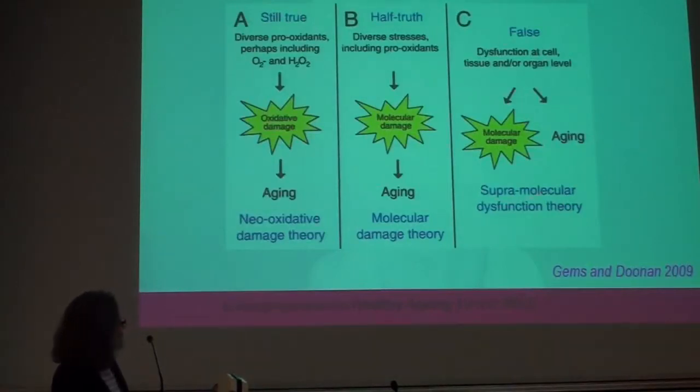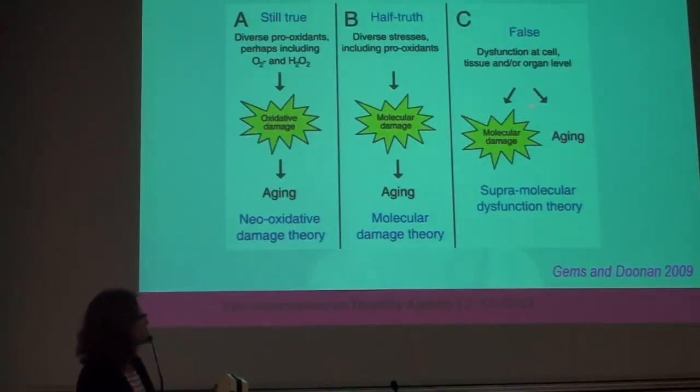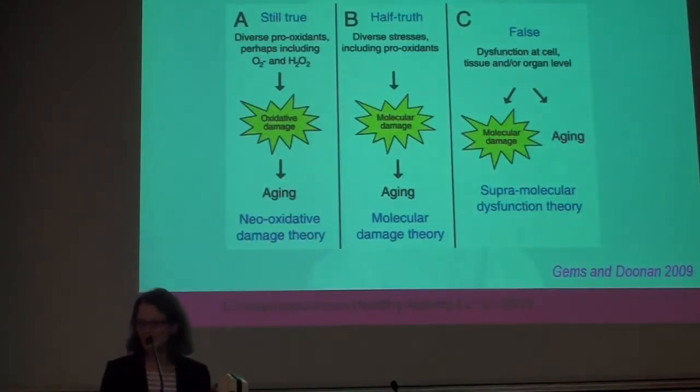And well, an alternative theory is that it is not so much the molecular damage which causes aging, but the dysfunctioning at the cellular level, which might be due to this overactivation of signaling pathways, which on the one hand may result in this damage and also result in other aging-associated phenotypes. And this is just to set the stage.